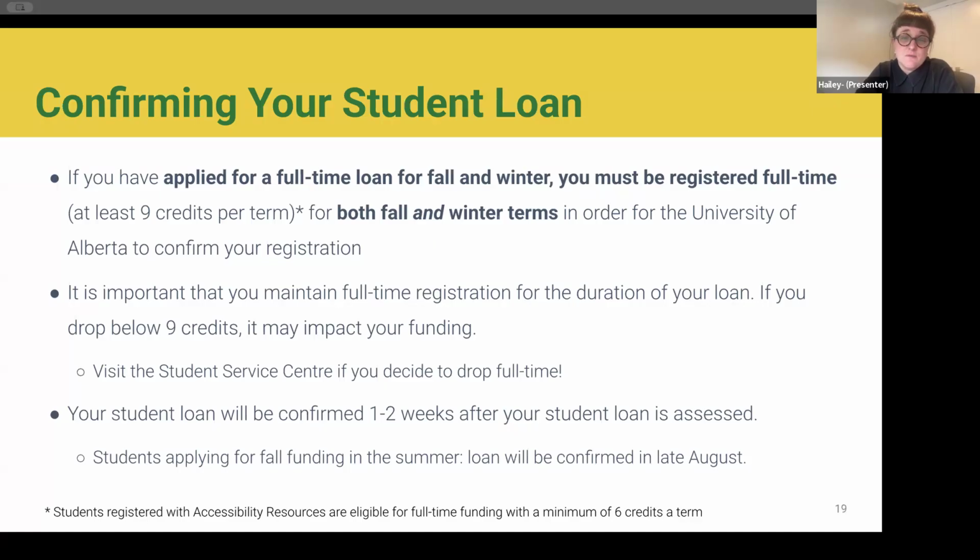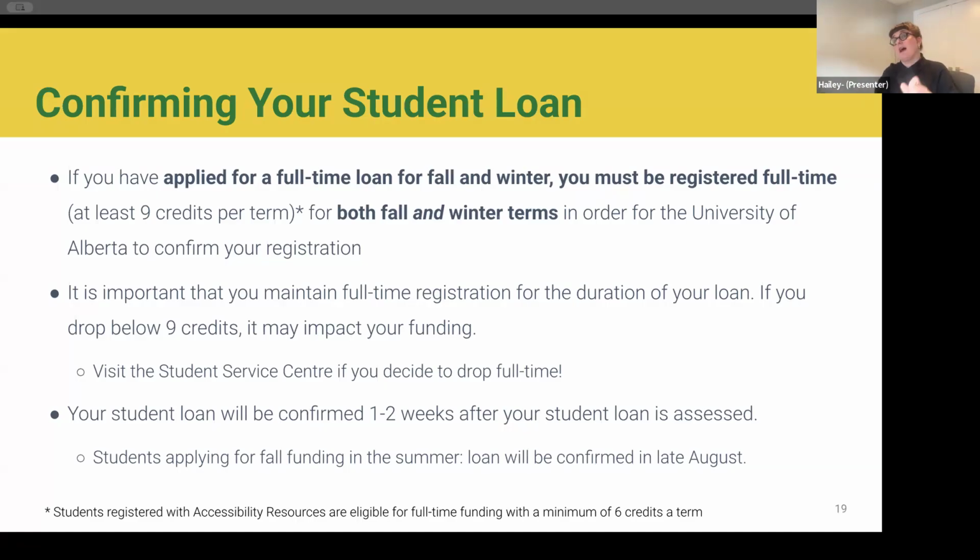Your student loan will be confirmed about 1 to 2 weeks after the loan assessment is completed. So your loan will be assessed, and then it takes us about a week to get that information. Then we confirm it, and it goes back to Alberta Student Aid, and then they release the funding.